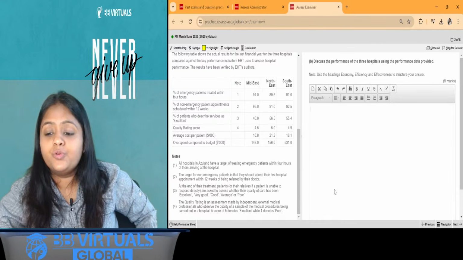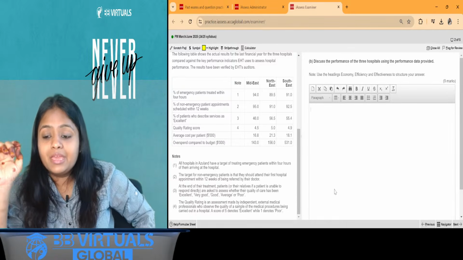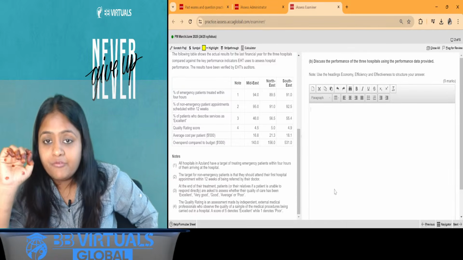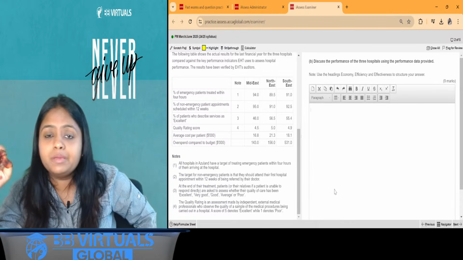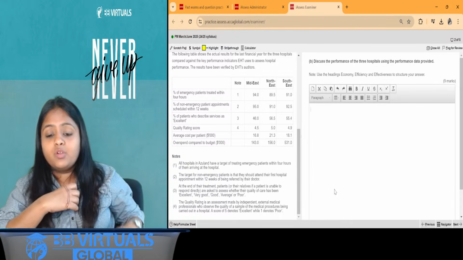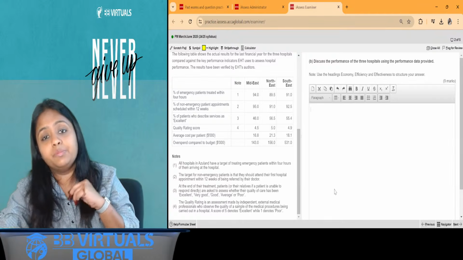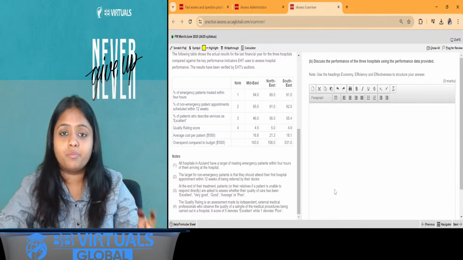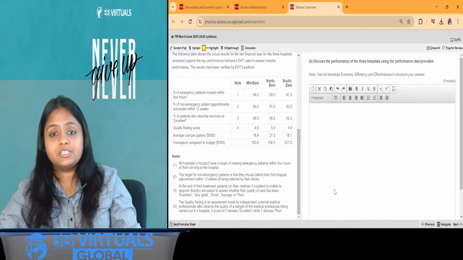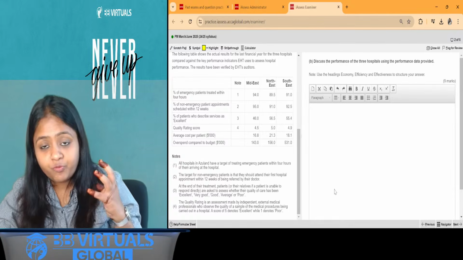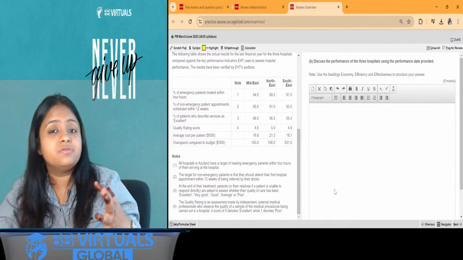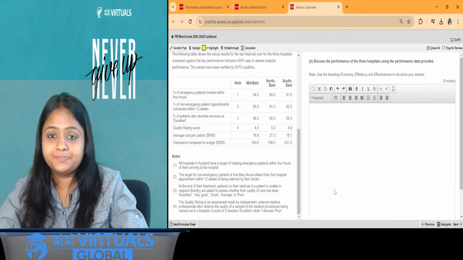Now all of you tell me, write it in the chat box: when I am looking at the economy measure of performance, what will be the pointers that we will be taking? And just write one comment as per the economy performance measure: what pointer are you taking and which division is performing the best?